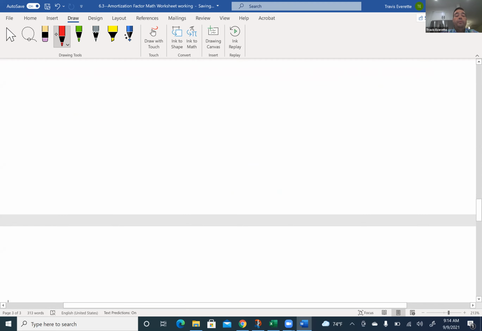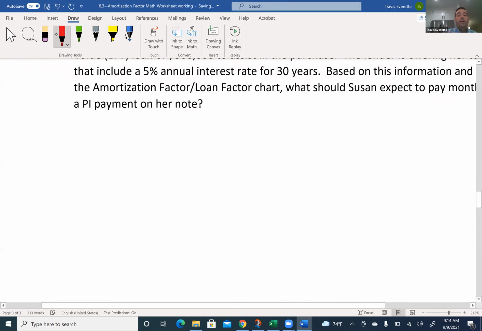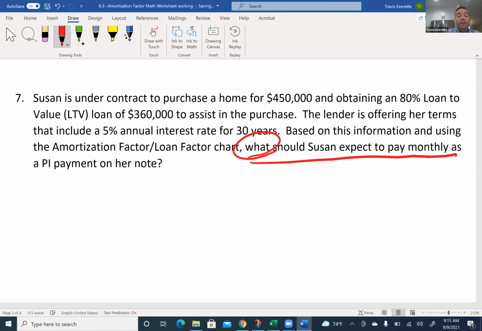All right. Take a look at number 7 here. Number 7 says, Susan is under contract to purchase a home for $450,000. Now, this is wordy, so I'm just going to scan through until I find the question here. Susan's under contract to purchase a home for $450,000 and obtaining an 80% loan-to-value loan of $360,000 to assist in the purchase. The lender is offering her terms that include a 5% annual interest rate for 30 years. Based on this information and using the amortization factor, loan factor chart, what? There's my question word. What should Susan expect to pay monthly?